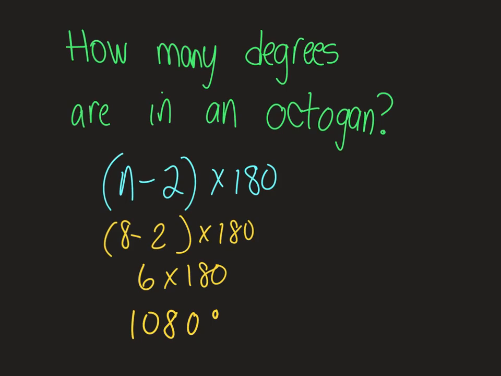Did you type in 1080 degrees? 1080. So an octagon has 8 sides. I'm going to do 8 minus 2. That makes 6. Order of operations, I do this first because it's inside of my parentheses. 6 times 180 is 1080.